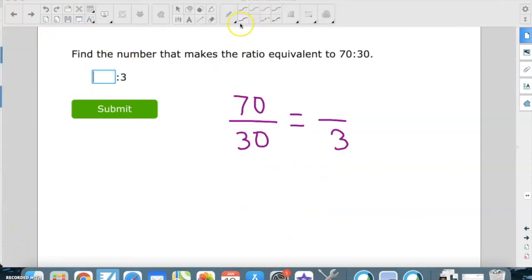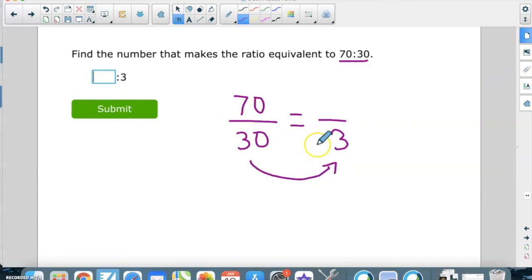All right, so did you set it up correctly? This one, 70 over 30, and then my answer, blank over 3. Okay, so I go from what I know to what I don't know. So from 30 to 3, it's getting smaller, which means I'm going to divide. And 30 divided by what is 3? 30 divided by 10 is 3. And what I do at the top, I do to the bottom. You have to do it to both sets of numbers. Divide by 10, and you get 7. So my answer is 7 to 3.